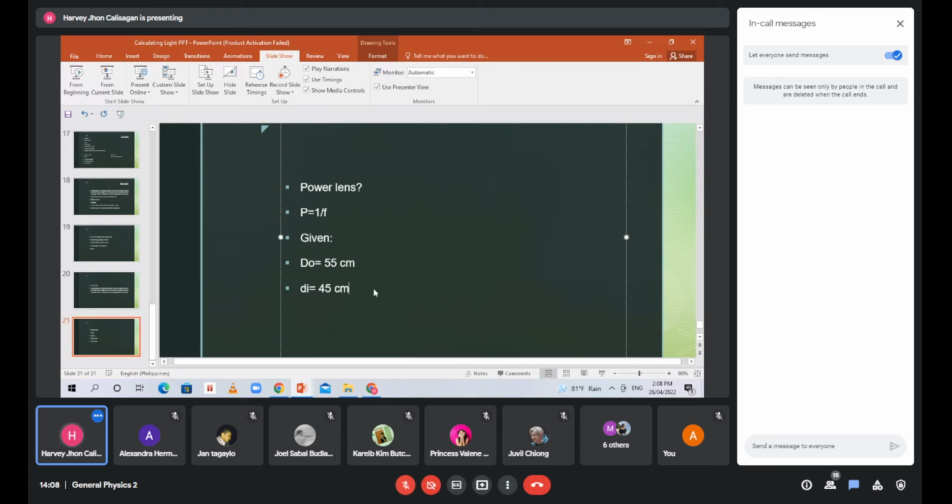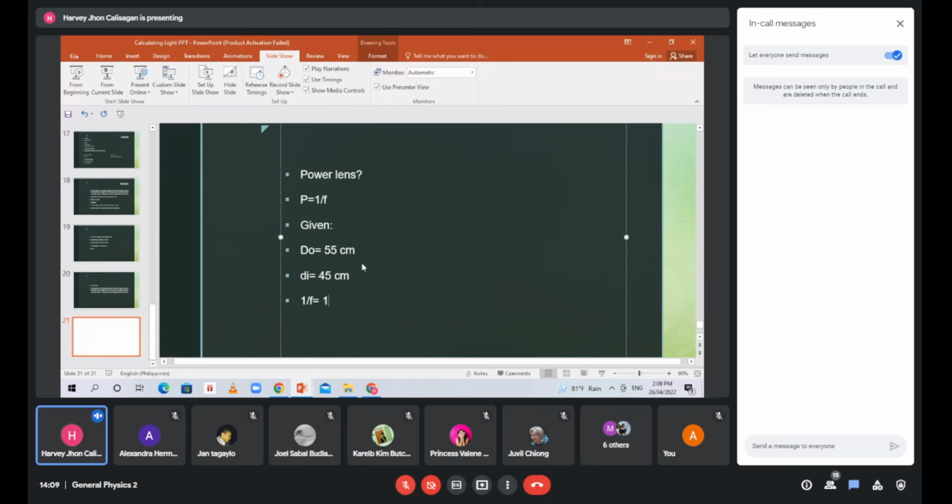So what will happen here? About getting the power of the lens. Remember, if the power is equal to 1 over f, then we can go back to the formula: 1 over f is equal to 1 over DO plus 1 over DI. Replacing the values, 1 over f is equal to 1 over 55 centimeter plus 1 over 45 centimeter.